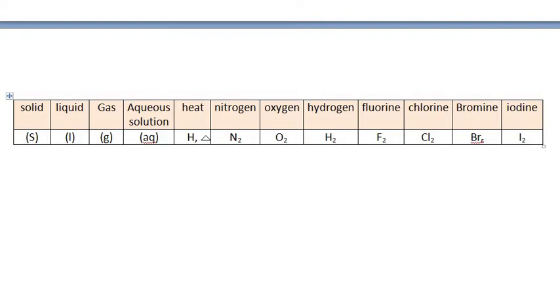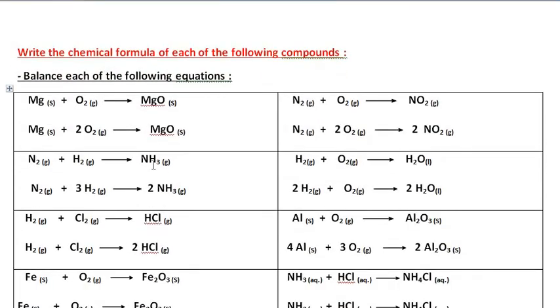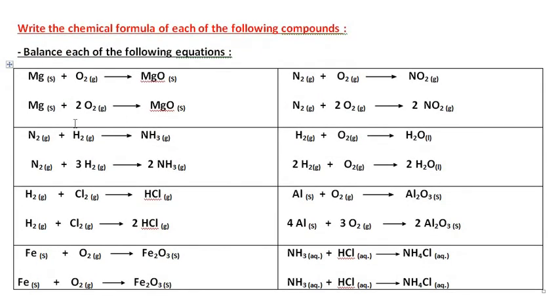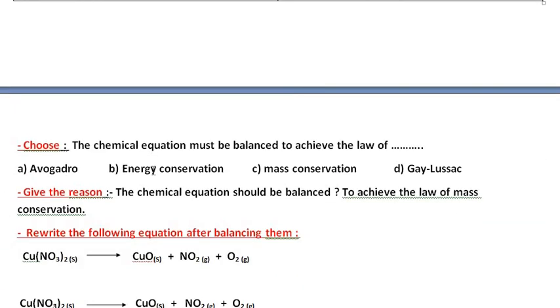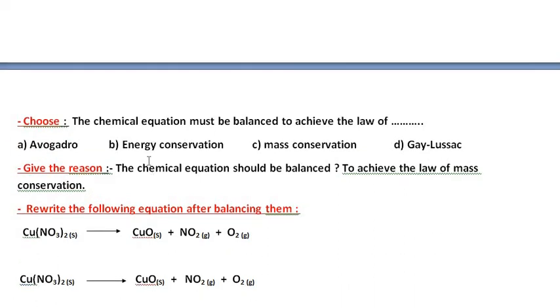Some physical states: solids denoted by s, liquids l, gases g, aqueous solutions aq. We have also learned how to balance chemical equations. This is very important. Why do we balance chemical equations? We balance chemical equations to achieve the law of mass conservation. This is the answer. The chemical equation should be balanced to achieve the law of mass conservation.